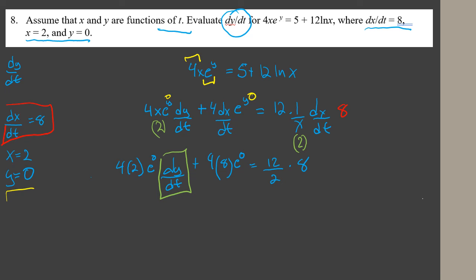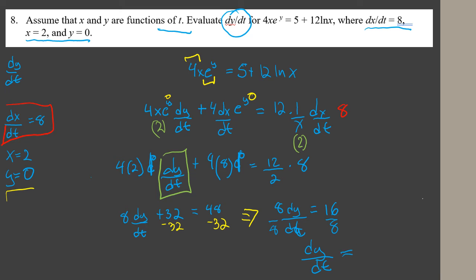It's just some simple algebra. E to the 0 is 1, so we can do that. 4 times 2 is 8, so we have 8 dy dt. And then 4 times 8 is 32, so we have plus 32, equals 12 divided by 2 is 6, times 8 is 48. We subtract 32 from both sides, and moving to the right, we have that 8 dy over dt equals 16. If we divide each side by 8, we have that dy over dt, because we're told to evaluate for that, equals 2. All right, let's keep going.